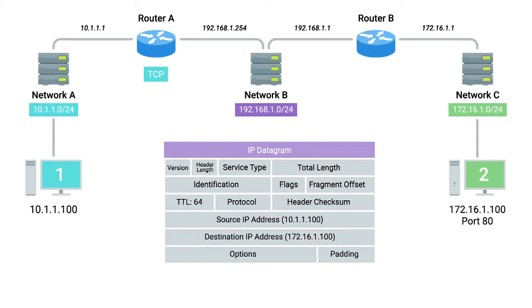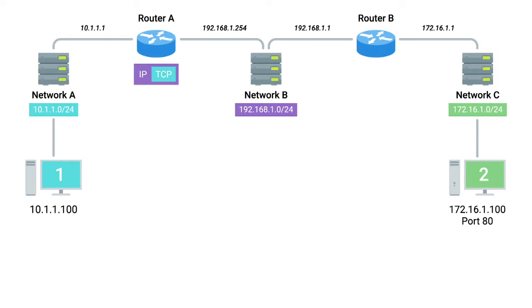Router A sees that in order to get data to the 172.16.1.0/24 network, the quickest path is one hop away via router B, which has an IP of 192.168.1.1. Router A looks at all the data in the IP datagram, decrements the TTL by 1, calculates a new checksum reflecting the new TTL value, and makes a new IP datagram with this data.